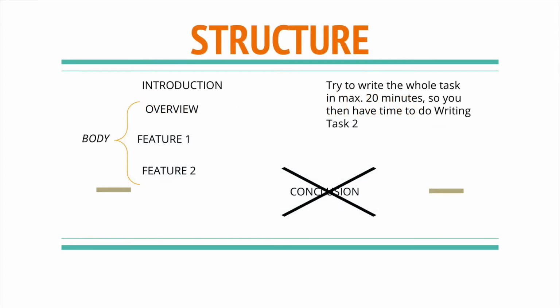Now let's see the structure to give a correct answer. It consists of an introduction and a body. You should never add the conclusion. The first paragraph consists of the introduction. Second, the body. In the body, we need to give a general overview, and lastly, a first feature and second feature.